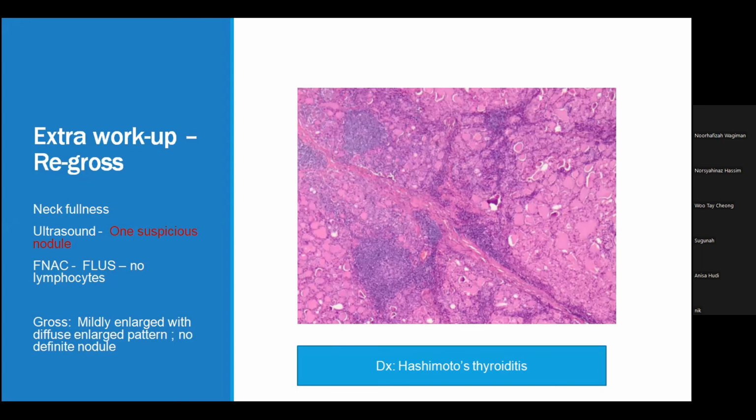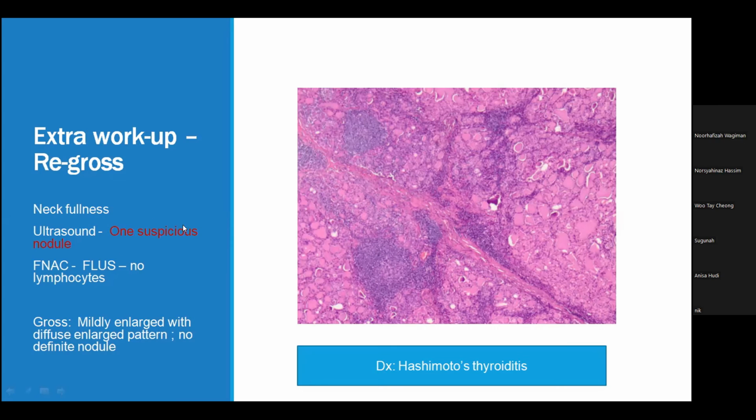Grossly, it was a mildly enlarged thyroid gland, diffuse enlargement, and I could not find the suspicious nodule, which they said was 2 or 3 cm. I could not find it. Everything was a vague nodularity, and this is like a lymphoepithelial lesion. As I told you, there are lymphoid follicles, and these are all thyroid parenchyma. So the main diagnosis here was Hashimoto thyroiditis.